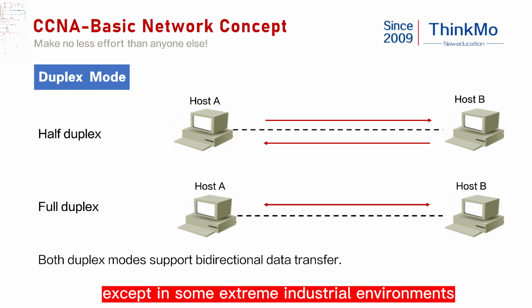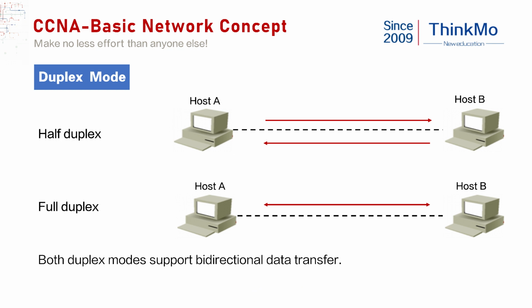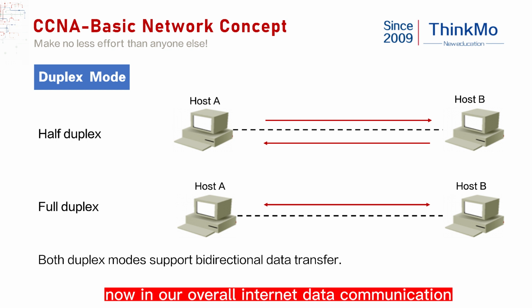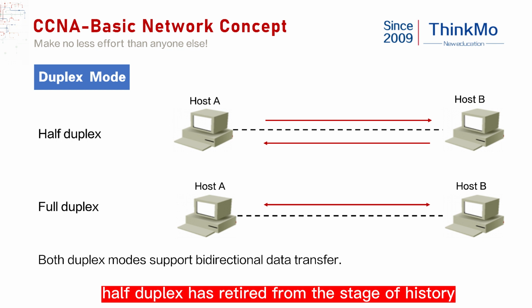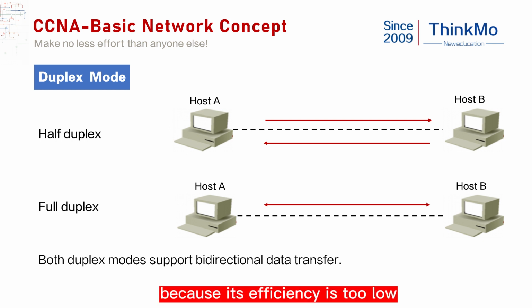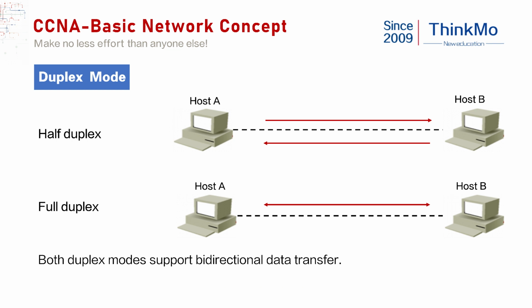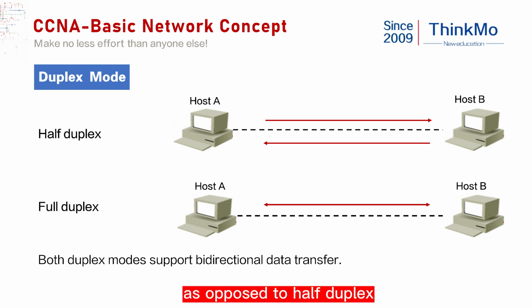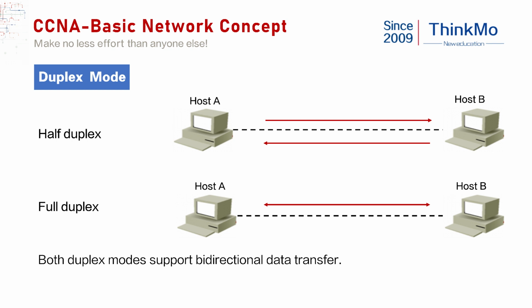Except in some extreme industrial environments, that is, in some networks below gigabit, for example some robotic arms. In such an environment, you can still see half duplex. Now in our overall internet data communication, half duplex has retired from the stage of history, because its efficiency is too low. That's it for duplex mode. Let's look down. Full duplex, as opposed to half duplex. You can see its arrow: it draws a two-way arrow, which stands for full duplex. It's like when we call.